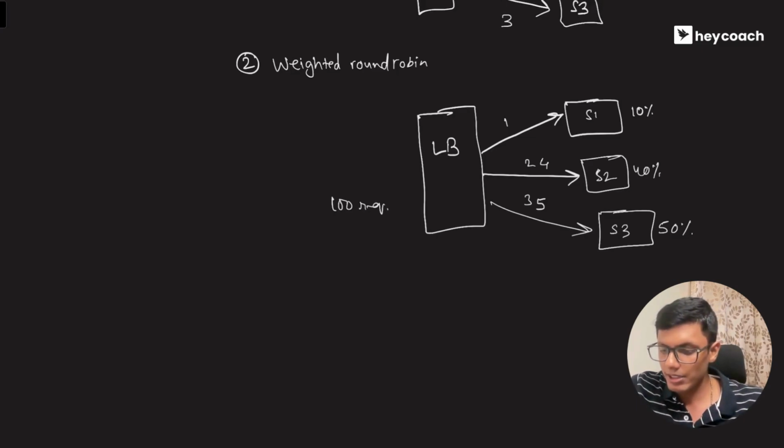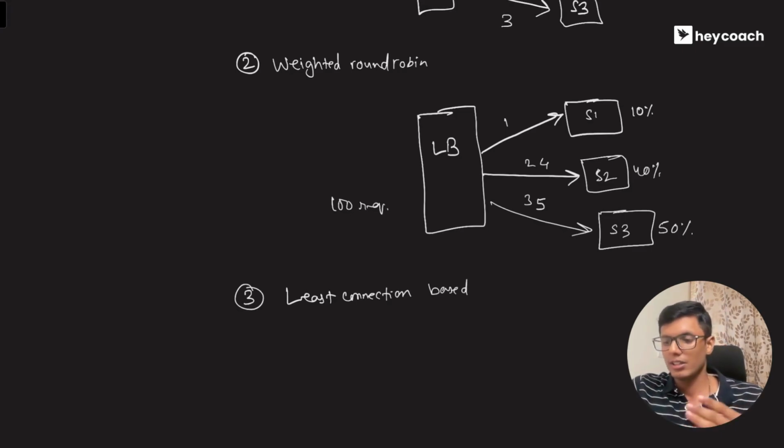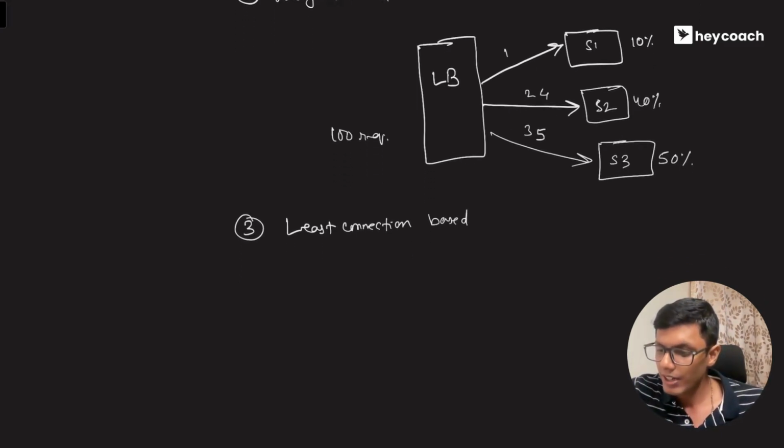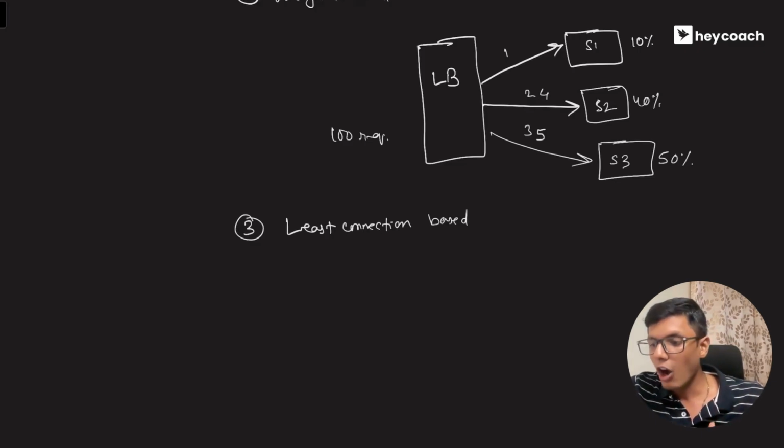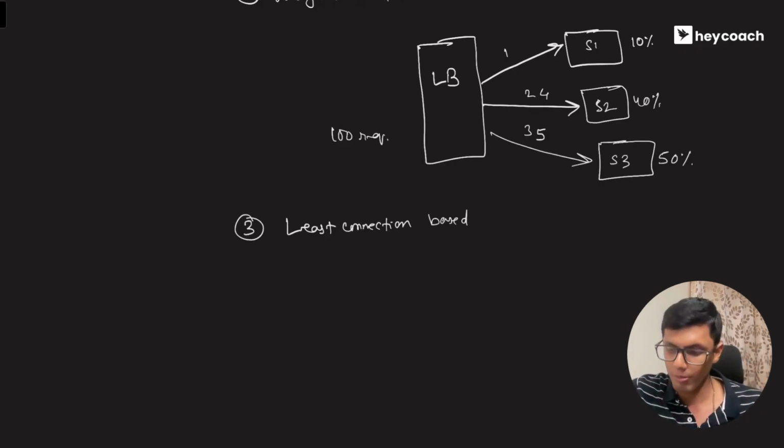The third type is the least connection based. So let's say there are multiple types of requests, like uploading a photo would be an expensive operation, while just reading the photo might not be. But in the first two algorithms, there was no check on which are the expensive operations, which are the less expensive operations, and how many requests a particular server is already processing. Nothing was taken into account. It was just doing distribution in a round robin manner.